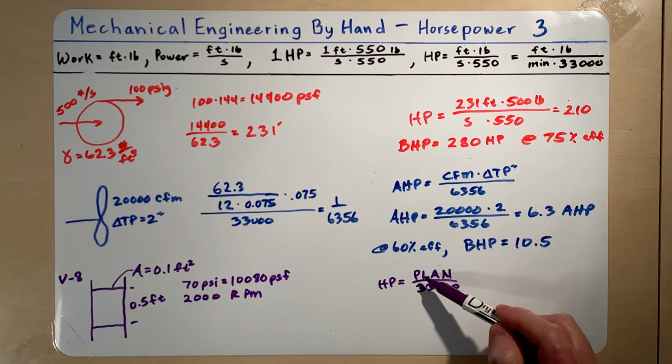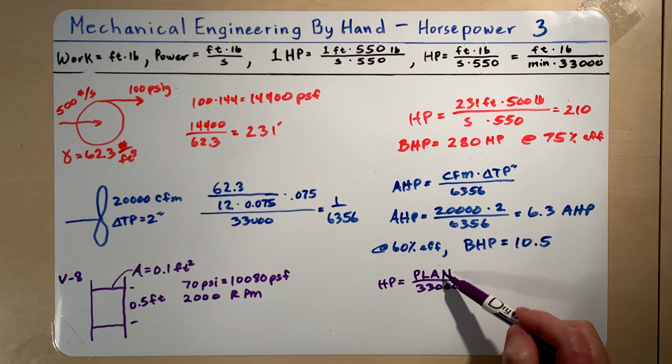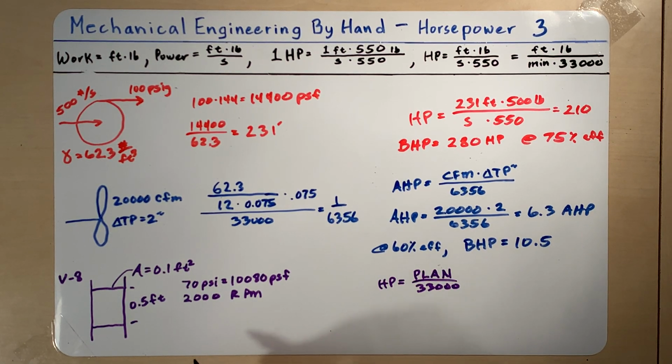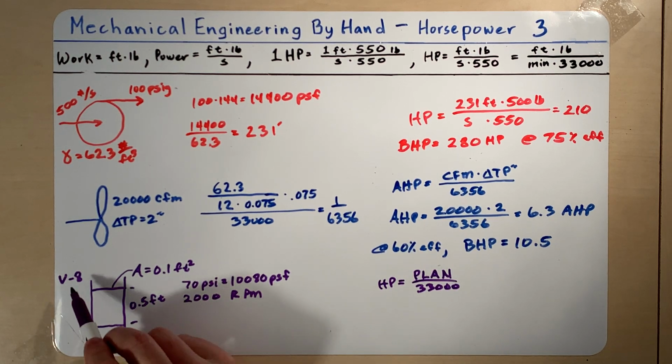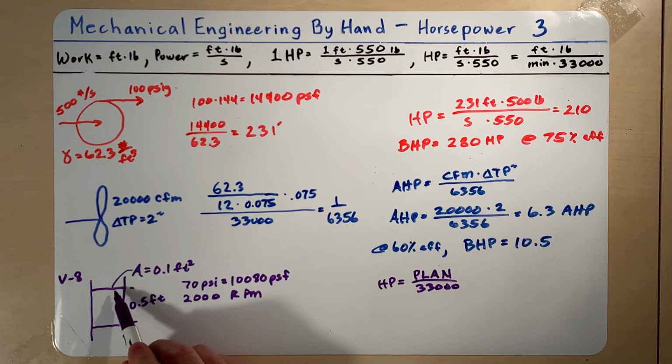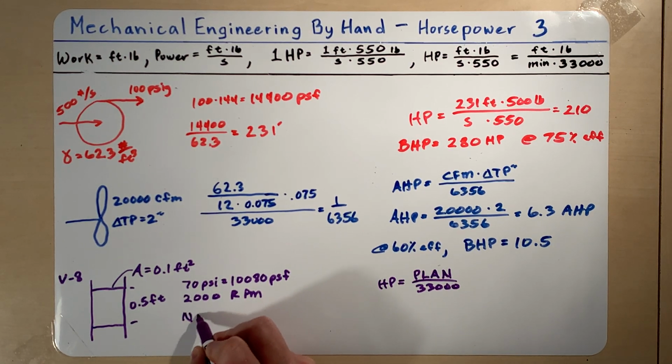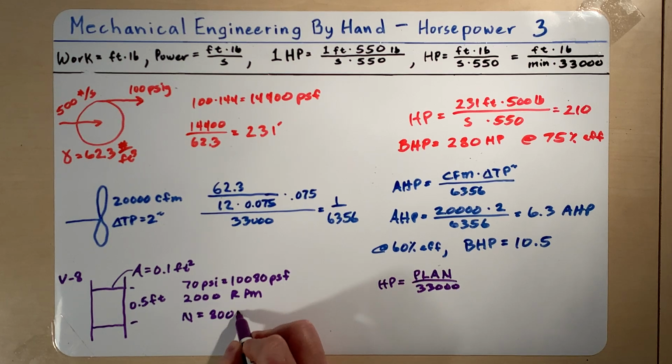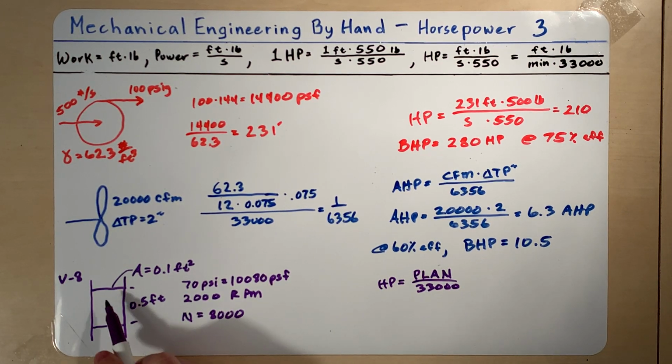And then the PLAN stands for pressure, length, area, and then the number of power strokes per minute. So we have the first three. The N will be 2,000 RPM times 8 cylinders, so that would be 16,000. But if this is a 4-stroke engine, we have a power stroke on every other cycle, so we divide that 16,000 by 2, so N equals 8,000. Now if this were a 2-stroke engine, N would be 16,000.